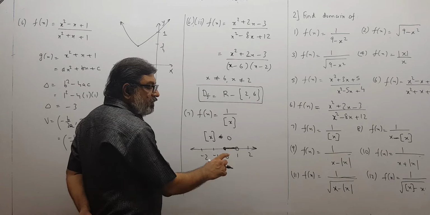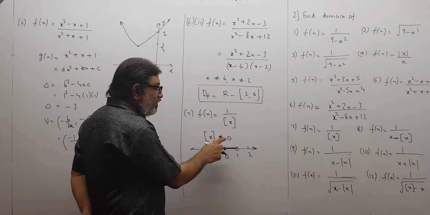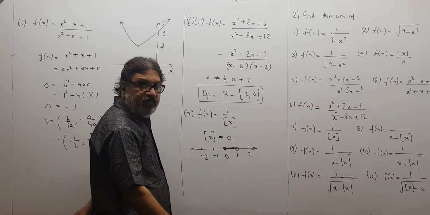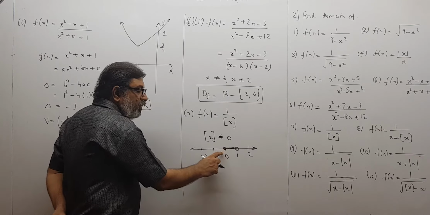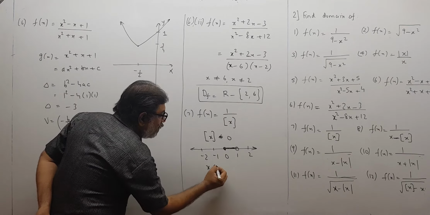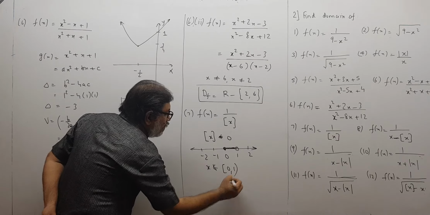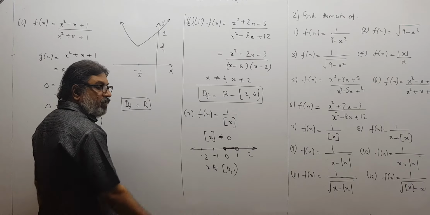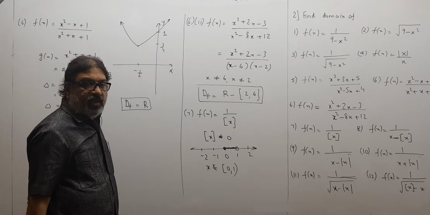So from 0 to this number, they have integer part 0. So I should not include these numbers. So this is x belonging to 0 to 1. So x should not belong to 0 to 1. This is the point. Baki, it can be any set of real numbers.